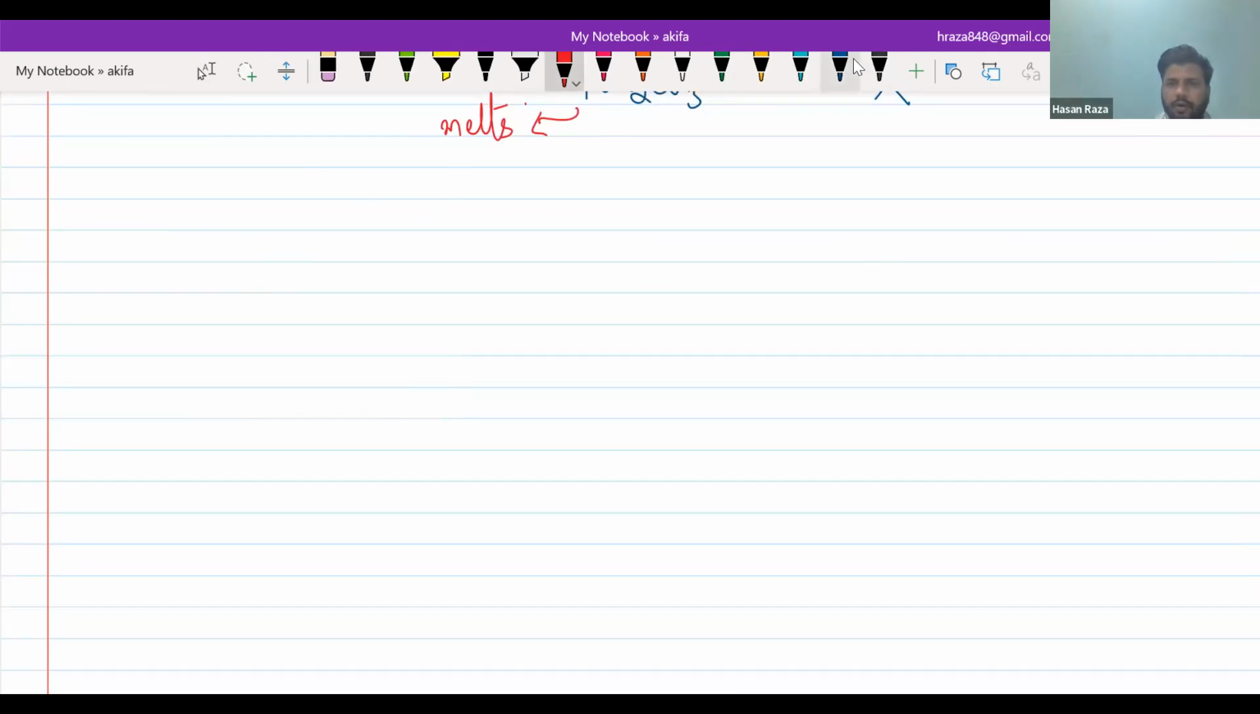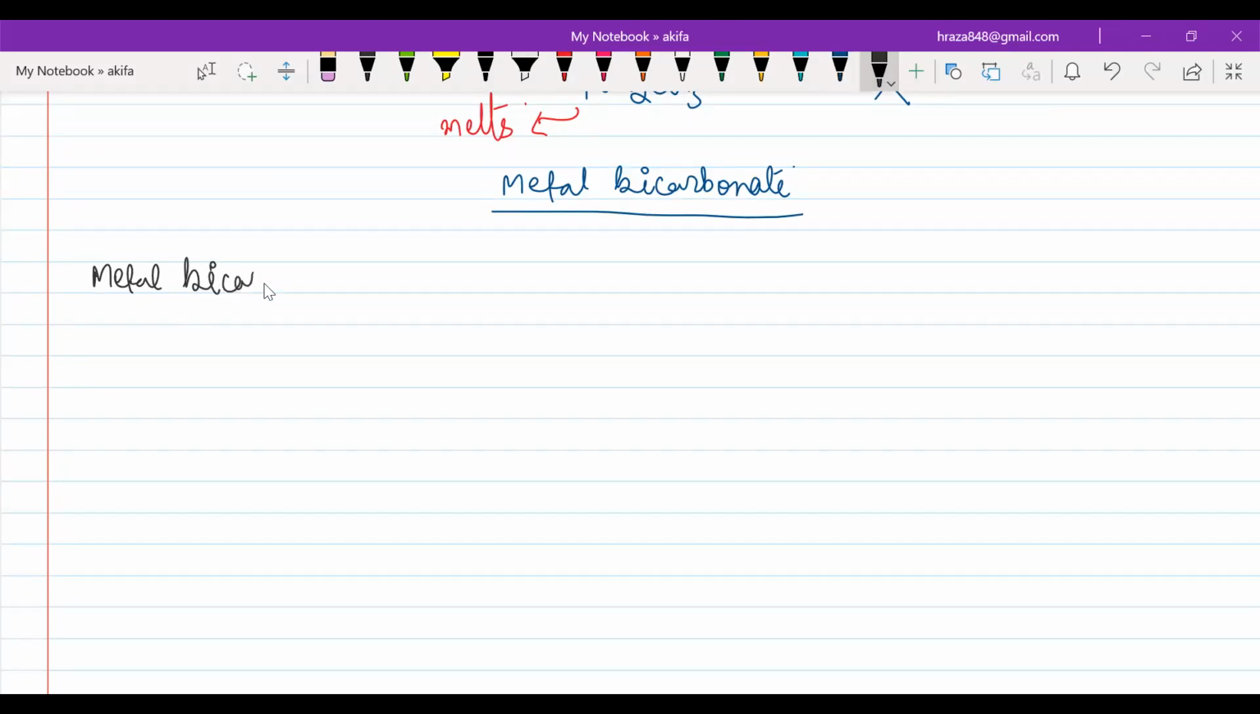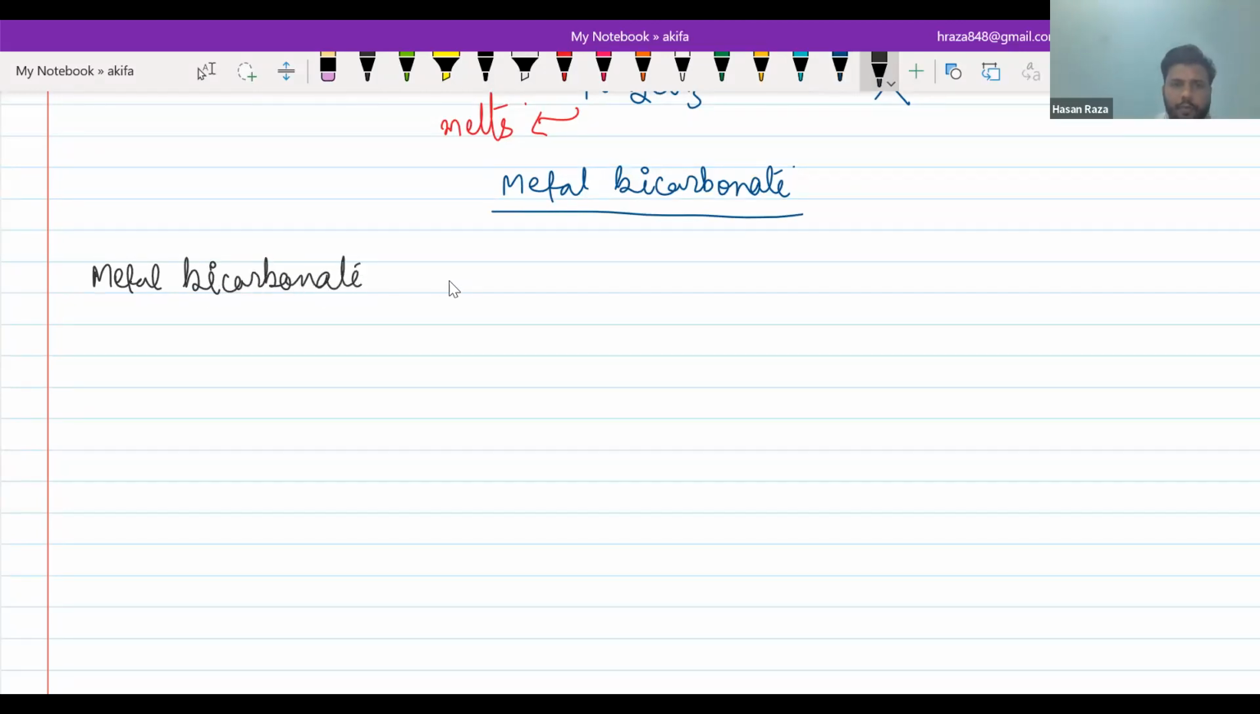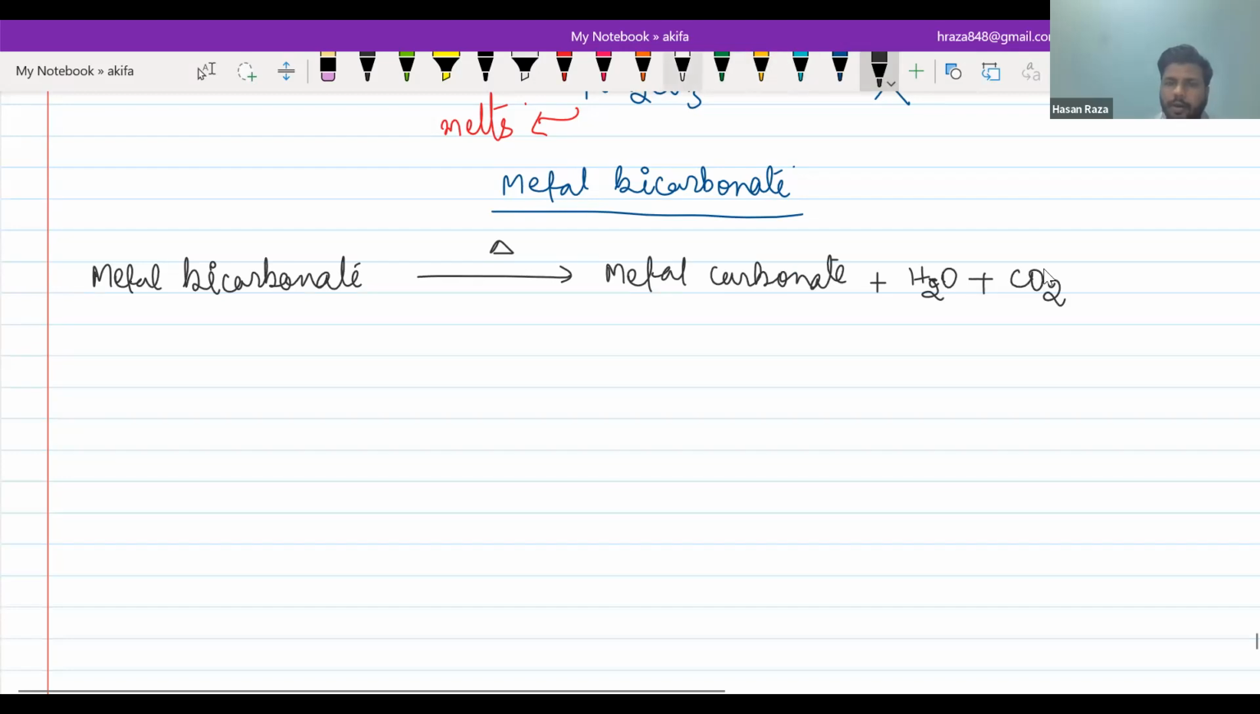Now here we are going for metal bicarbonate. So here is metal bicarbonate. If we give heat to it, then it will form metal carbonate plus water, H2O, with CO2, carbon dioxide.